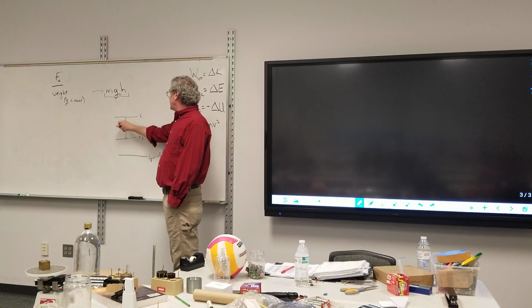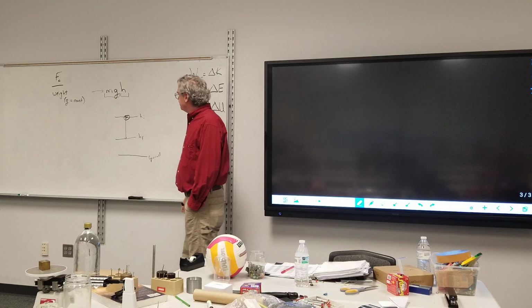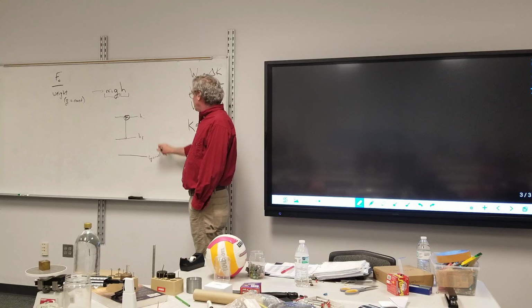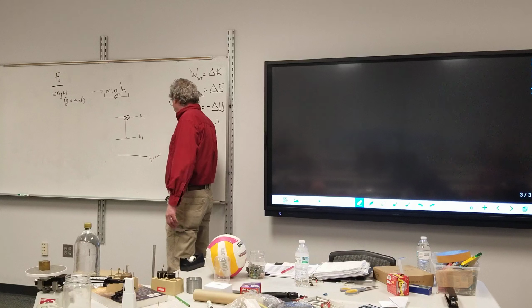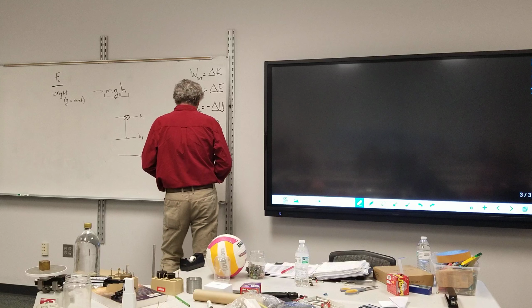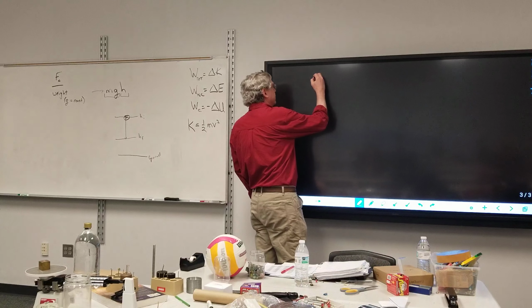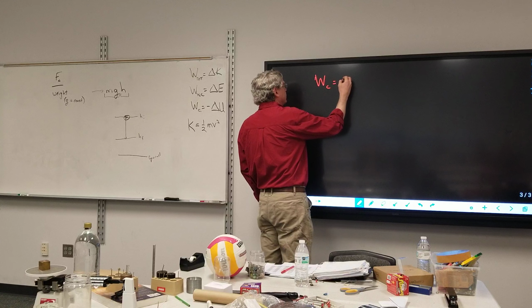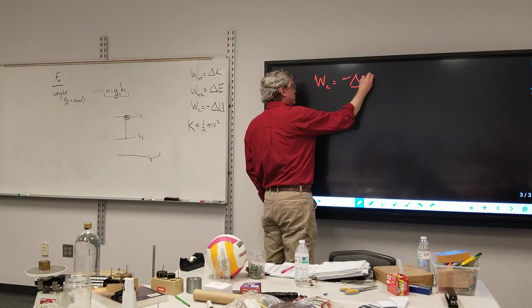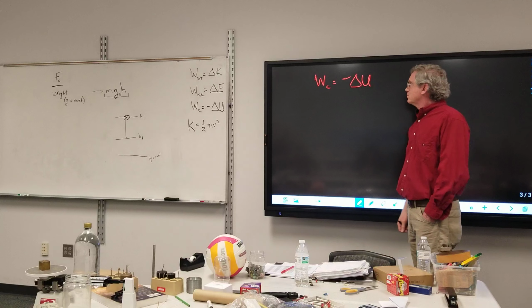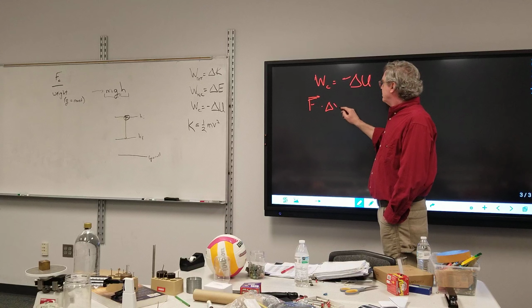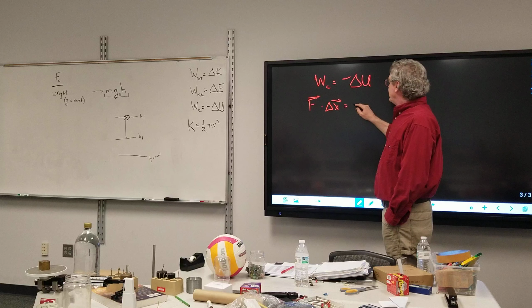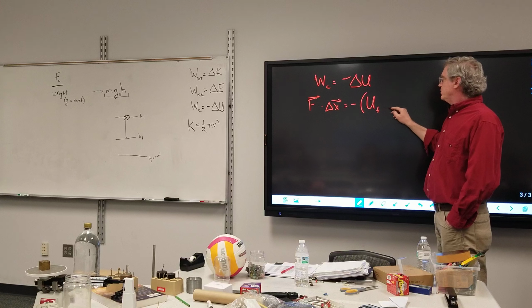So I have some mass here. I know that the conservative work is equal to, let's do it where I've got more room, the negative change in potential energy. I know this is force times displacement, which would be the negative of whatever that formula is, final minus initial.